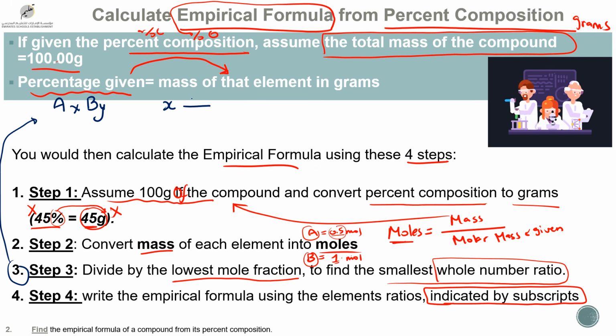The example that we have here. Okay. So we divide, x is for A. So we divide the number of moles of A by 0.5, sorry, because that is the smallest value. So 1. Now for y, we divide the number of moles of Y, which is 1, divided by 0.5. Okay.